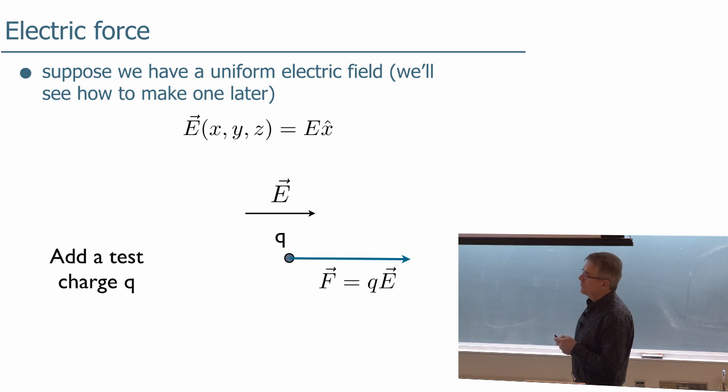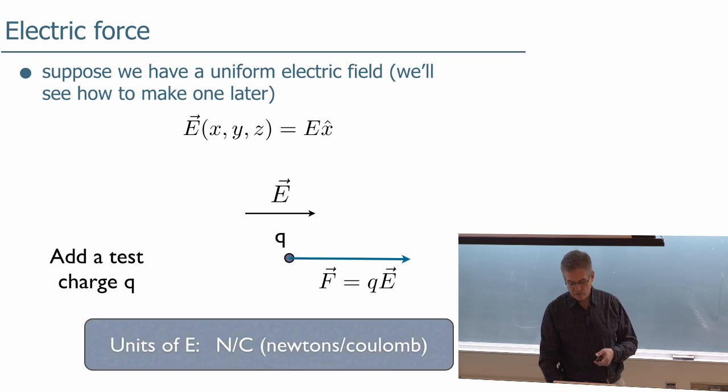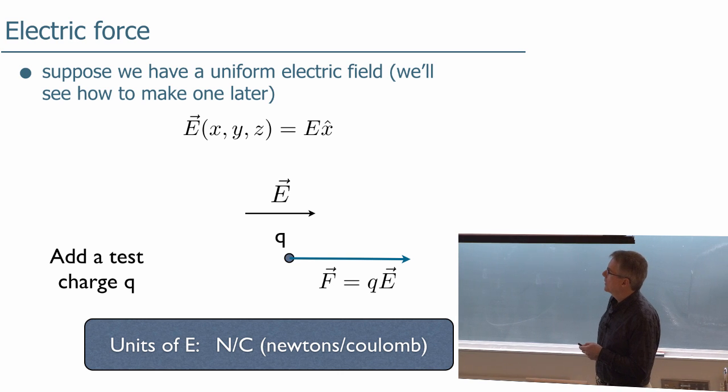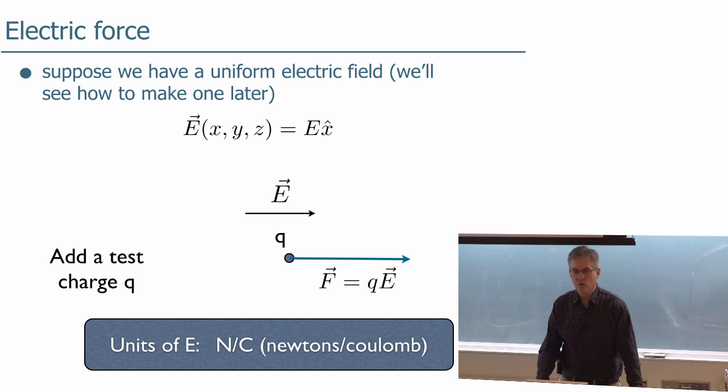So F is equal to Q times E. This also tells us what? It tells us the units of the electric field. This is how we define electric field, in fact. It's the number of newtons you get per coulomb. Since force is newtons and charge is measured in coulombs, the electric field then is the number of newtons per coulomb at that point in space.